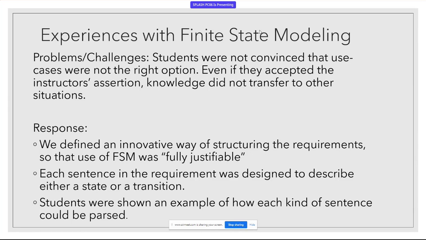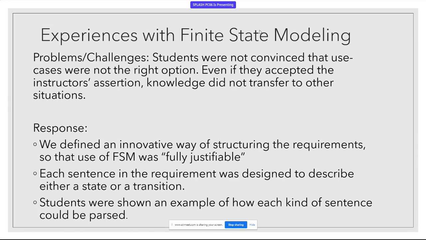In teaching this material, we have had other difficulties. Students have difficulty understanding what a state is, and they are also not sure what events are. They confuse between states and events. They don't always recognize the states or events. Sometimes they see the output of the system as a state. So they're quite confused.